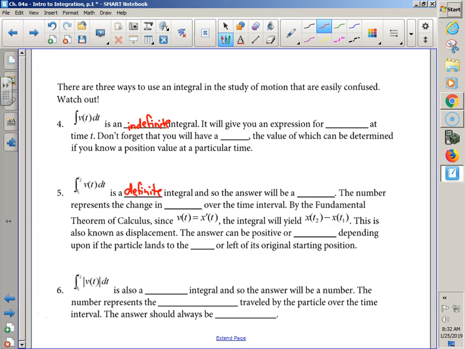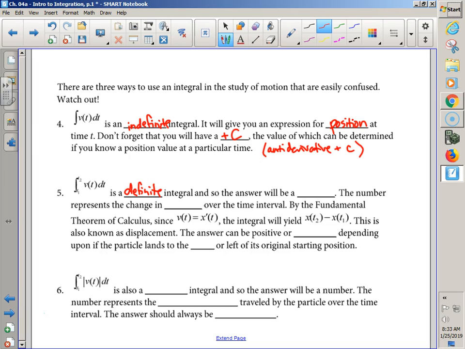Careful. Does that make sense? Going back one. Good. Position at time t. Don't forget that you will have an antiderivative, because it's indefinite. If you want, you can put a plus C in there too. That's all you've got to do. Antiderive and you're done.